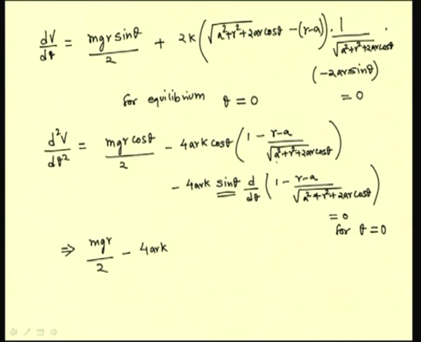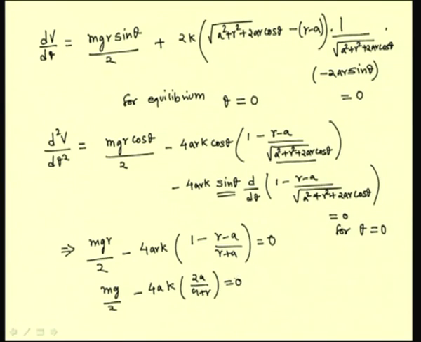So, we have this a square plus r square plus 2ar, which is (a plus r) square, root of that is nothing but a plus r. So, if we simplify this, we have 1 minus (r minus a) divided by (r plus a) should be 0. So, let us try to rearrange these terms. mg by 2 minus 4ak times 2a by (a plus r) equal to 0.